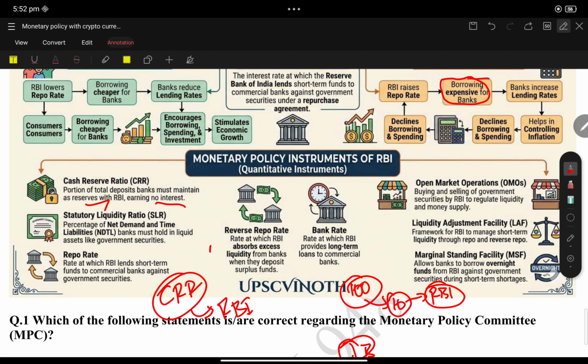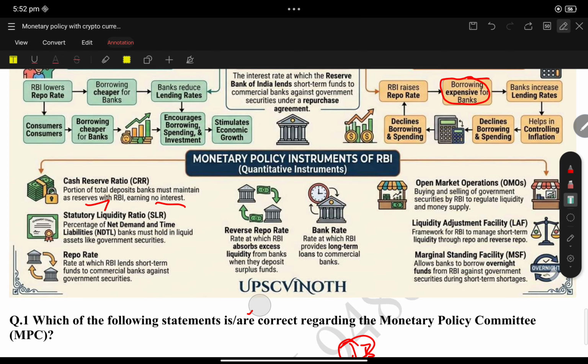What is the statutory liquidity ratio? It is a percentage of a bank's net demand and time liabilities that banks must hold in liquid assets. What is the primary job of the bank? Lending money. For lending money, they should maintain some amount. That is the statutory liquidity ratio.